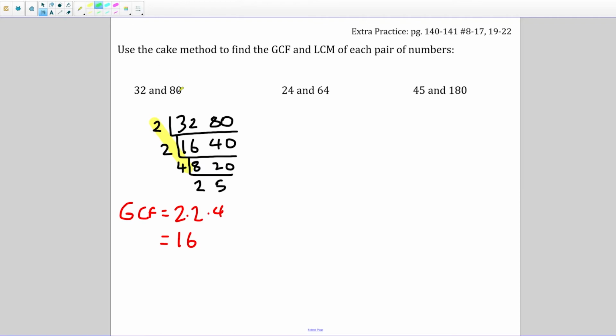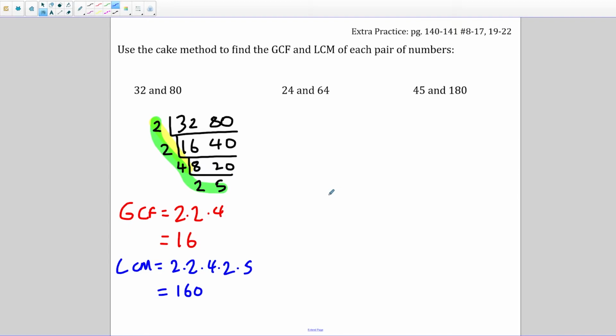I'm going to do the same thing now with my LCM, except I'm also going to include my bottom numbers. So when you multiply those numbers together, I get 2 times 2 times 4 times 2 times 5, and that gives me a grand total. I've got 10 here times 8, so 10 times 8 is 80, times 2 gives me 160.